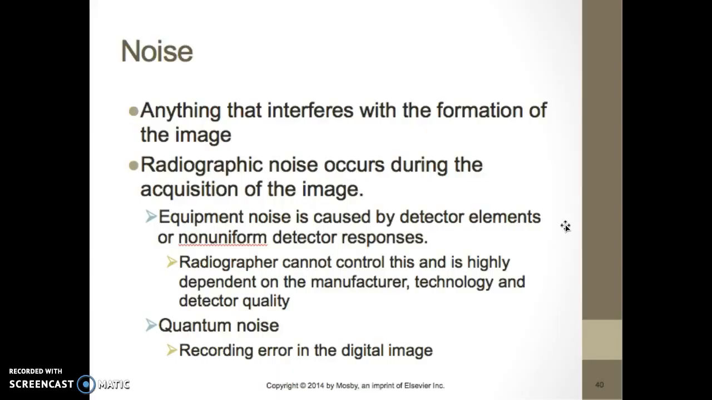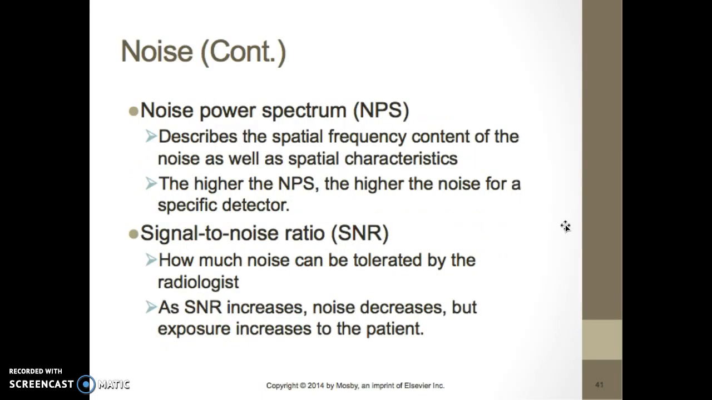So it's out of your control. Quantum noise is a recording error in the digital image. The noise power spectrum, the NPS, describes the spatial frequency content of the noise as well as the spatial characteristics. So the higher the NPS, the higher the noise for a specific detector.